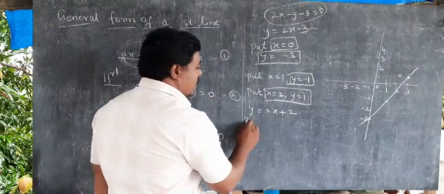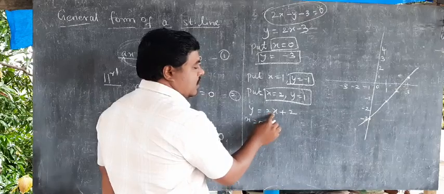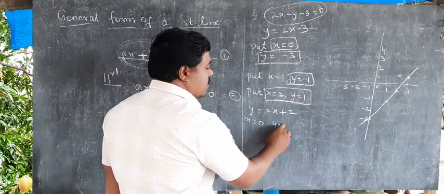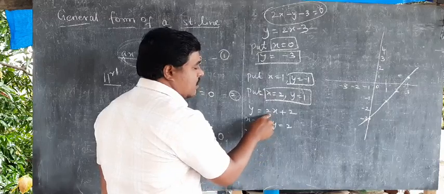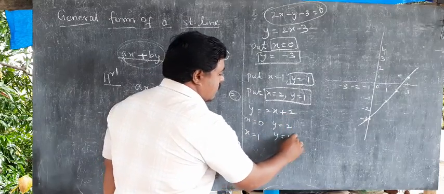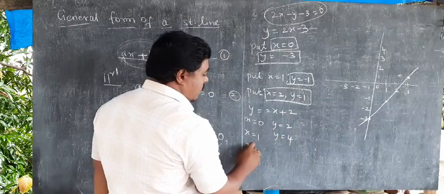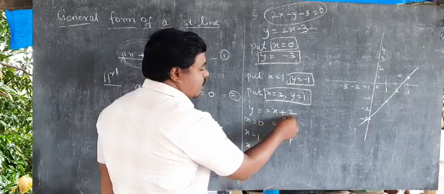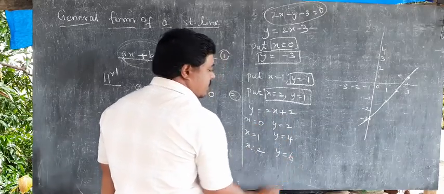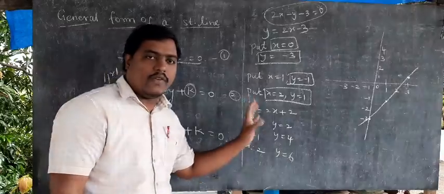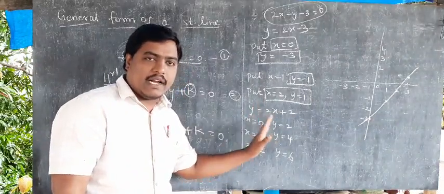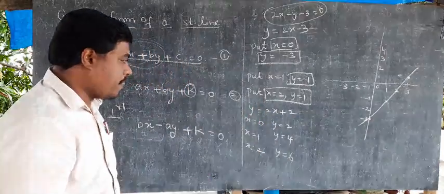Now put x equal to 0: 0 plus 2, 2. Y equal to 2. Put x equal to 1: 2 plus 2, 4. Y equal to 4. X equal to 2: 4 plus 2, 6. Y equal to 6. This is not in your book. I will explain deeply why the lines are parallel, how it is possible. Right?